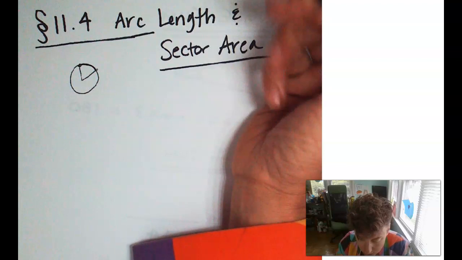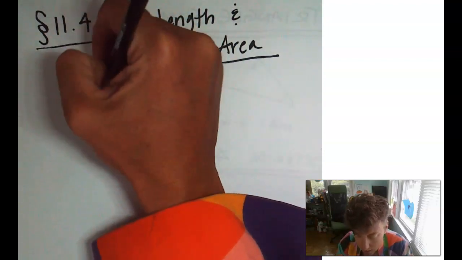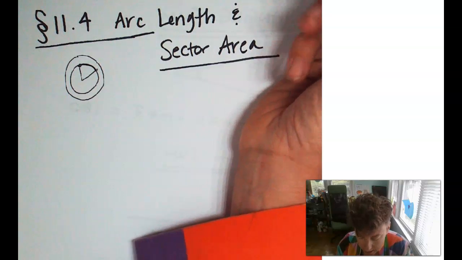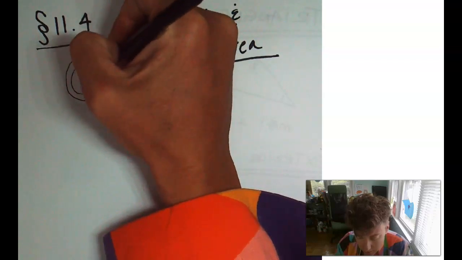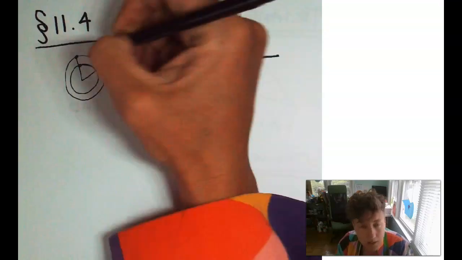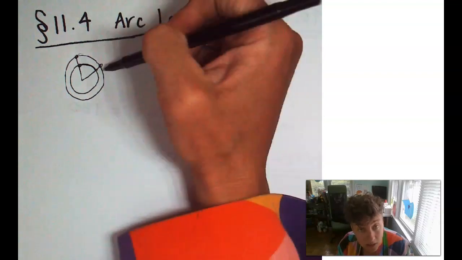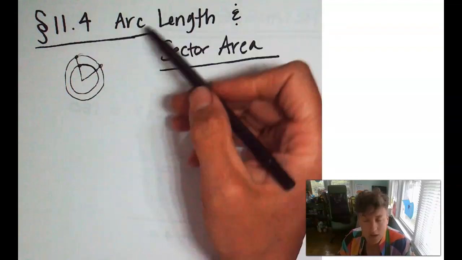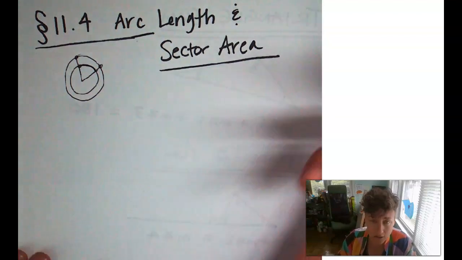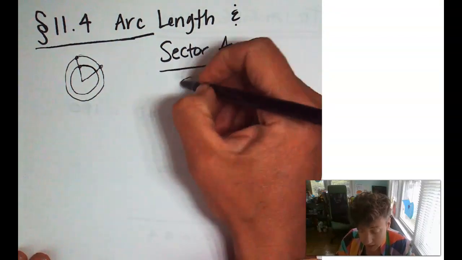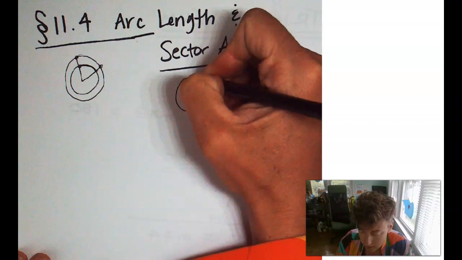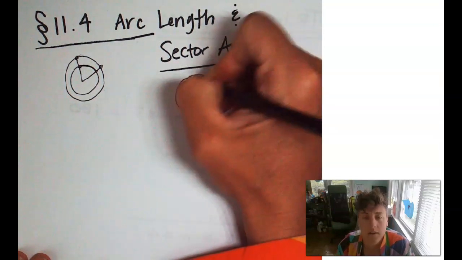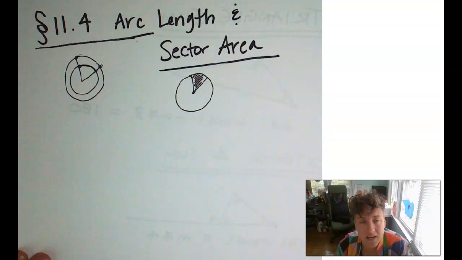Because if we had another circle and we used a continued line, this arc would have the same measure in degrees as the smaller one, but the one on the outside is clearly longer. So we have to have a way to measure the arc length. And now a sector area is going to be an area, but the sector is going to be some slice of this circle. Like a slice of pizza would be a sector.